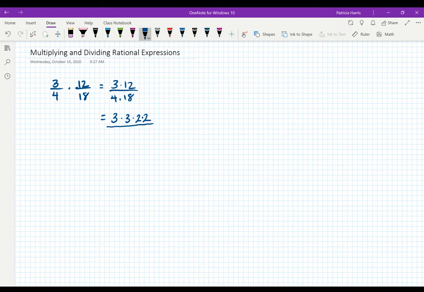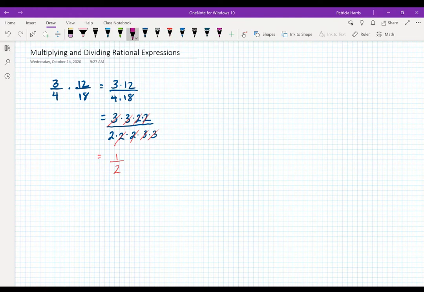So 3 times 12 becomes 3 times 3 times 2 times 2, and then 4 times 18 becomes 2 times 2, then 2 times 3 times 3. So then what you can do is you can start looking for those ones that we did when we were simplifying the rational expressions. Okay, notice that everything divided out on the top. We only have a factor of 2 left on the bottom, so our answer is 1/2.